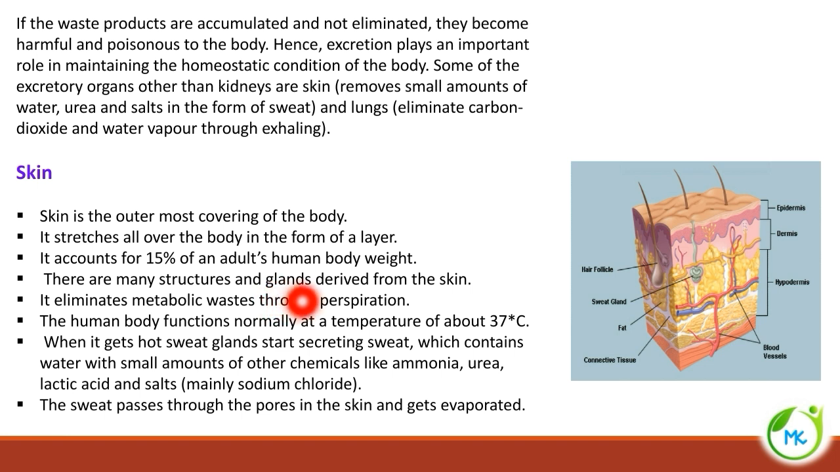There are many structures and glands derived from the skin. From the skin we have glands such as the sweat gland, which excretes sweat, and the skin also has the sebaceous gland. Sebaceous glands are the oil secreting glands which secrete sebum or oil. So the skin has several glands.